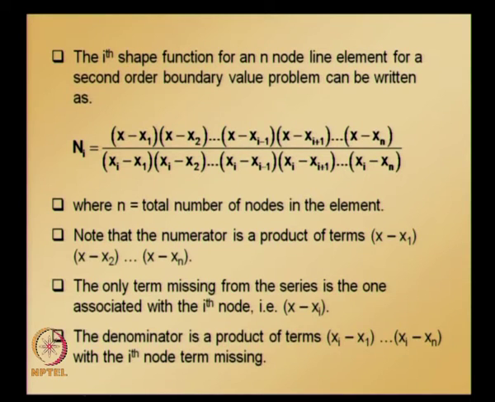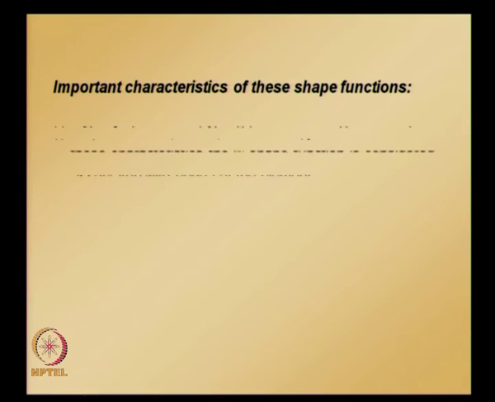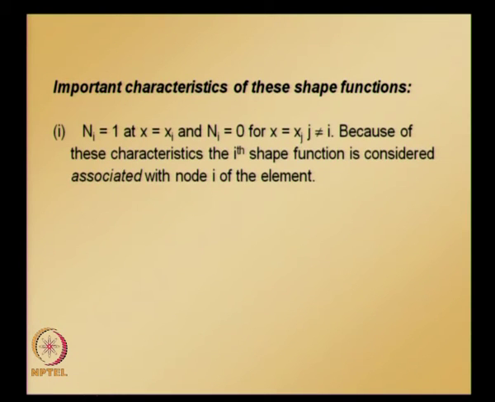And some of the important characteristics of these shape functions: Ni is equal to 1 at x is equal to xi, and Ni is equal to 0 when x is equal to xj, j not equal to i. Because of these characteristics, the ith shape function is considered to be associated with node i of the element.